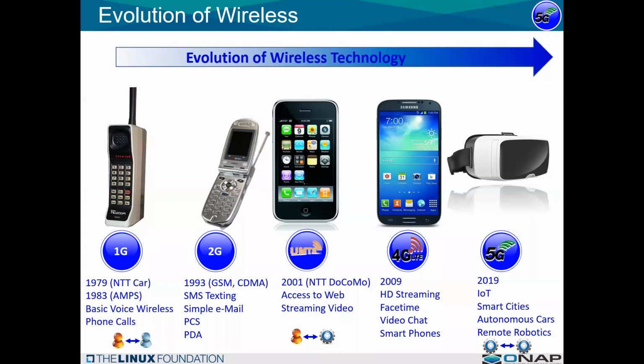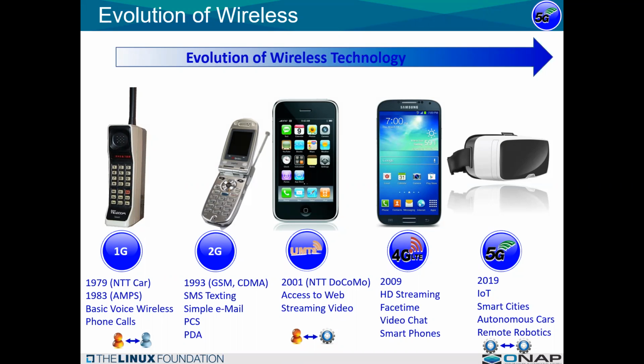with NTT and car phones in 1983 with the analog mobile phone system in the US, mostly focusing on person-to-person communications, establishing basic voice wireless and phone calls. Moving on to 2G in 1993 with General Spatial Mobile Code Division Multiple Access, providing simple texting, simple email, personal communication systems. And then Universal Mobile Terrestrial Communication Services in 2001 with Docomo pioneering 3G, giving access to the web and people to machine communications.